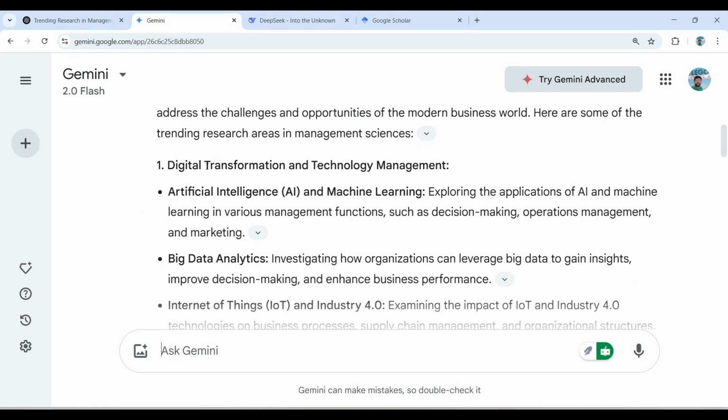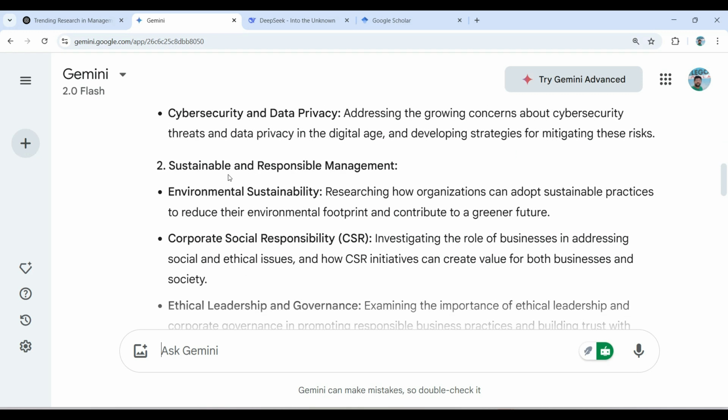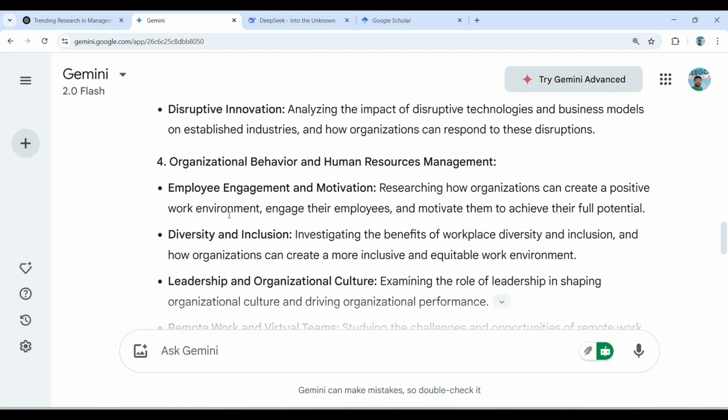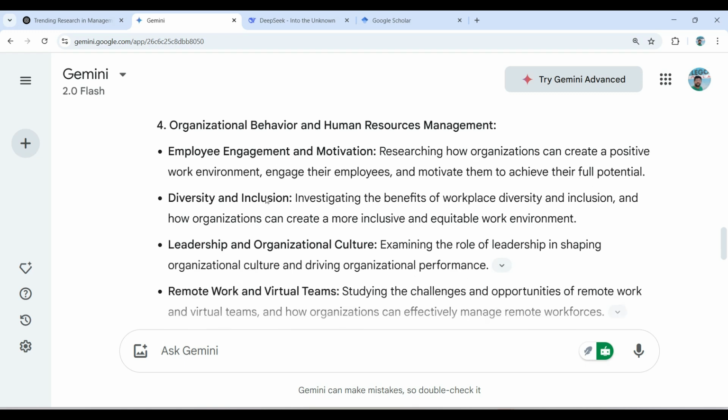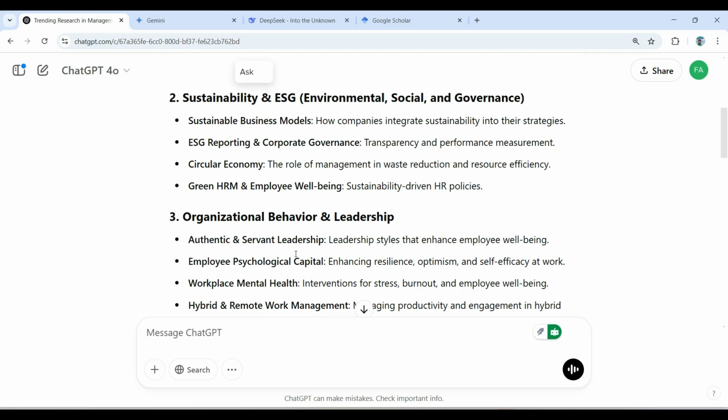Okay, there is a similarity, digital transformation and technology management, although the aspect is a bit different. Big data analytics, Internet of Things and industry. So this is kind of IS, information sciences research, cybersecurity, data privacy, sustainable and responsible management, innovation, entrepreneurship. So you can see that there is quite a considerable overlap in the responses that we are getting from different AI tools. So let's stick to ChatGPT for the moment.